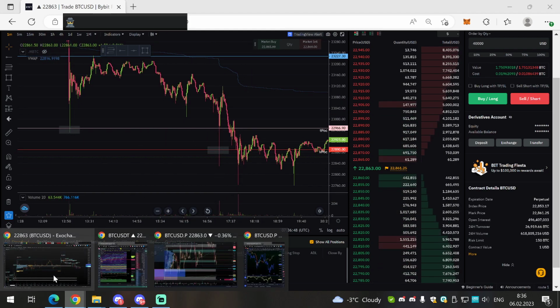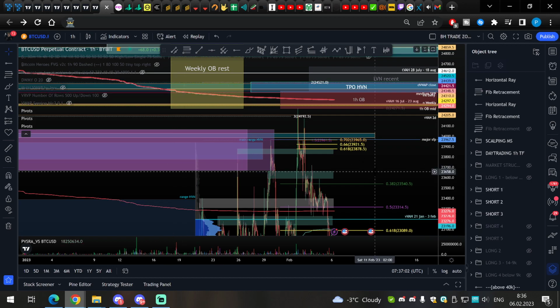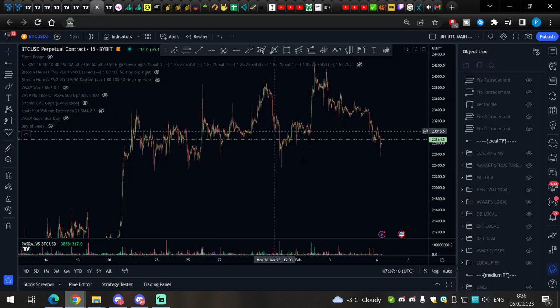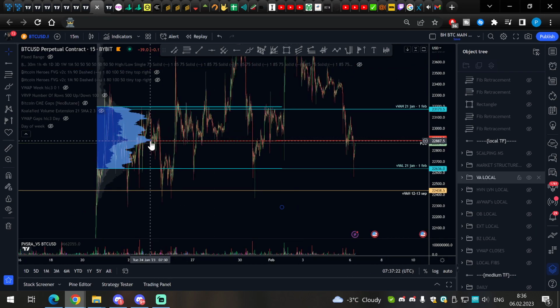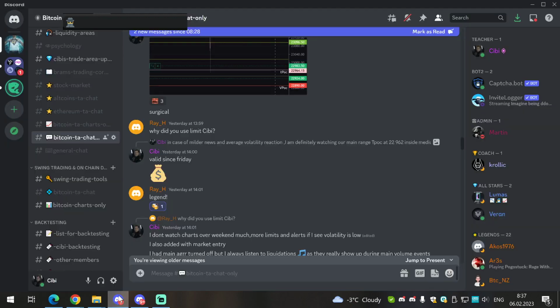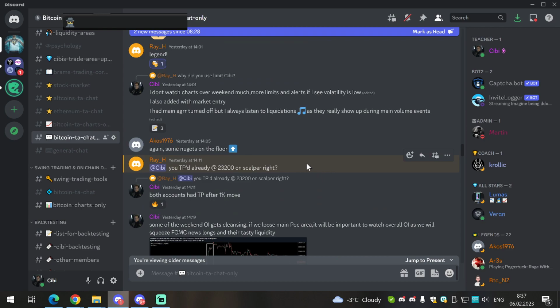This volume POC was based also on the range, but just on volume, not on time price opportunity. And you can see that over here. Yes, so we were trading this high volume node with point of control also on the bounce. And then as we went lower, let me show you a few of my posts.